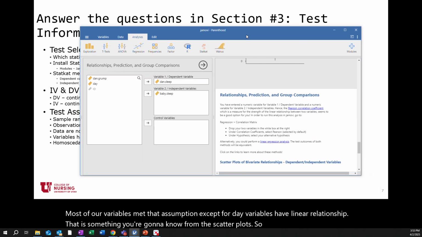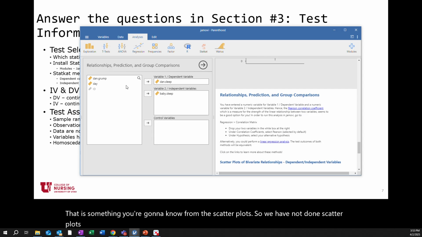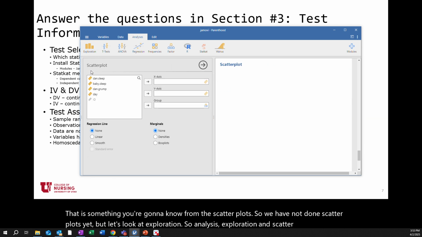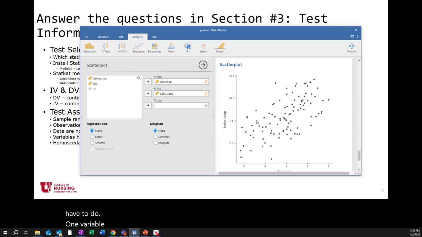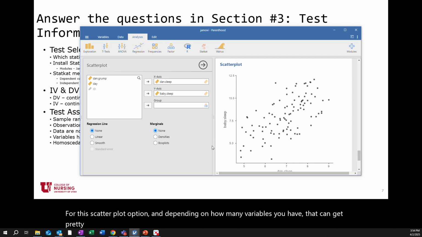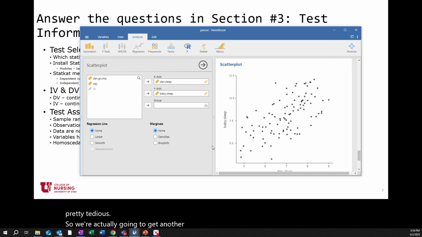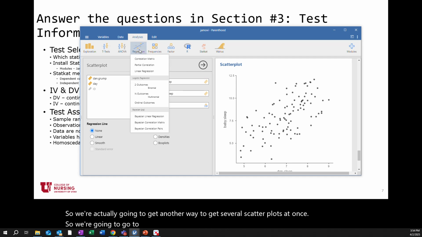So we have not done scatter plots yet, but let's look at exploration. So analysis, exploration, and scatter plot. And you have to do one variable at a time for this scatter plot option. And depending on how many variables you have, that can get pretty tedious. So we're actually going to get another way to get several scatter plots at once. So we're going to go to analysis, regression, and this first one, correlation matrix.